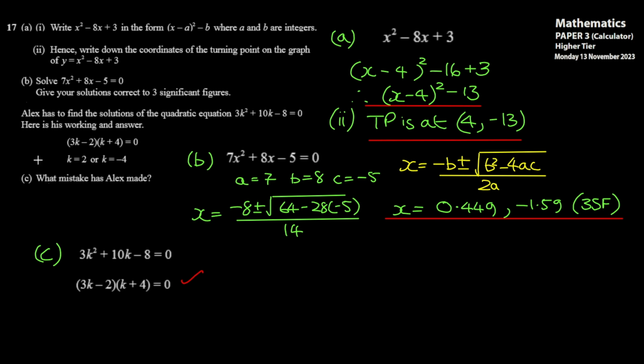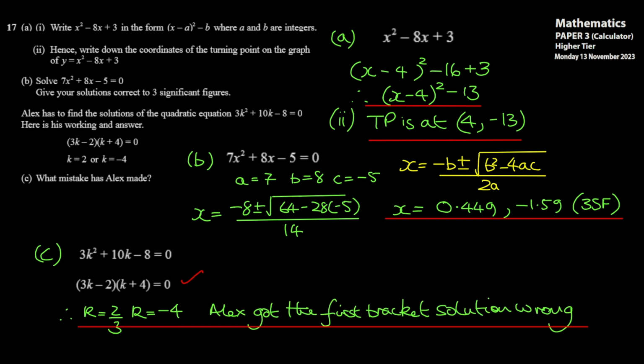Now what's he done? Oh, there's the mistake. Look, he said that k is equal to 2. No, the correct answer is that k must equal 2 over 3. He's forgotten the fact that you've got 3k here, and k is equal to negative 4. And there's the answer. The correct values for k are 2 over 3 and negative 4. And Alex got the first bracket solution wrong. And that's the end of question 7, which all in all would have gained you 7 marks.